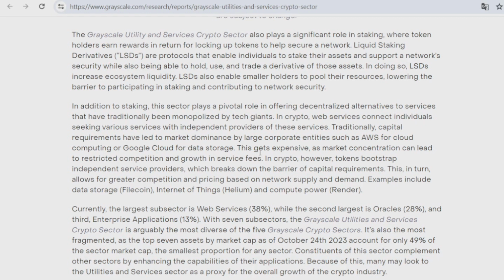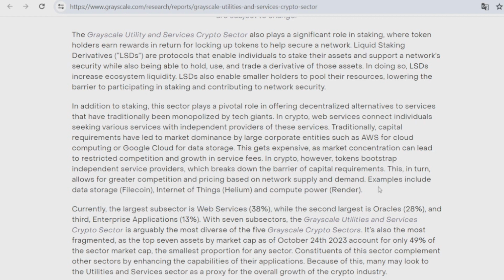So the next part of this is very bullish. Basically, this gets expensive as market concentration can lead to restricted competition and growth in services. In crypto, however, tokens bootstrap independent service providers which break down the barrier of capital requirement. This in return allows for greater competition and pricing based on network supply and demand. Examples include data storage Filecoin, Internet of Things Helium, and compute power Render.